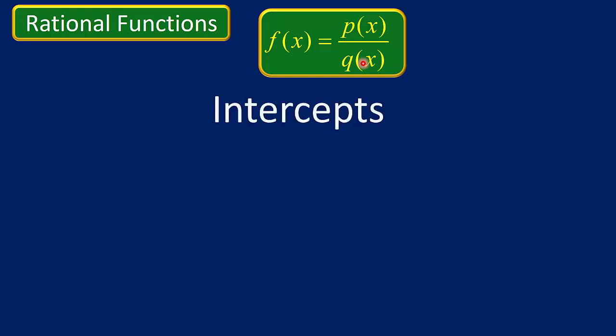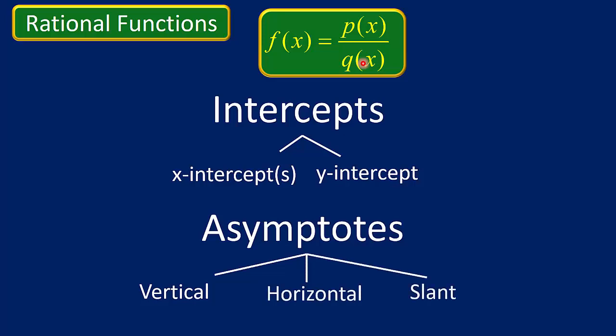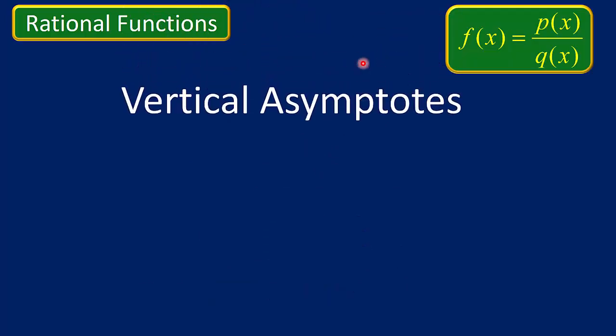In particular, we want to be able to determine their intercepts, the x-intercepts and the y-intercept. In addition, we want to find these things called the asymptotes. And with asymptotes, we're going to look at vertical asymptotes, horizontal asymptotes, and slant asymptotes. So let's start. First of all, vertical asymptotes.